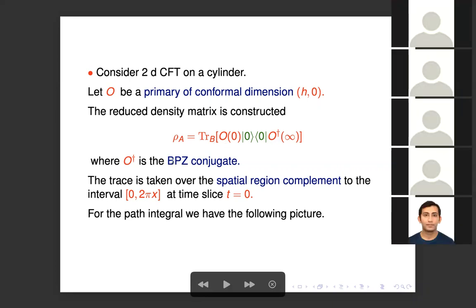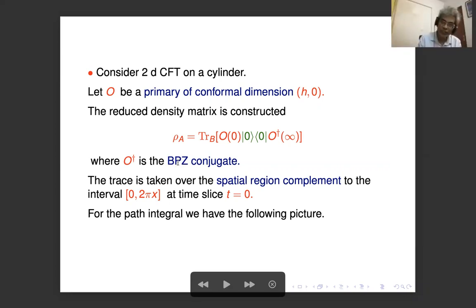O dagger is what is known in conformal field theory as the BPZ, or Belavin, Polyakov, Zamolodchikov conjugate. But you can just think of it as the dagger of this O at zero. Usually what people are familiar with is when O is not inserted, meaning just the vacuum. But this is a slight generalization of that where O is inserted. The trace is taken over a spatial region complementary to the region 0 to 2 pi x at a time slice t equals 0.